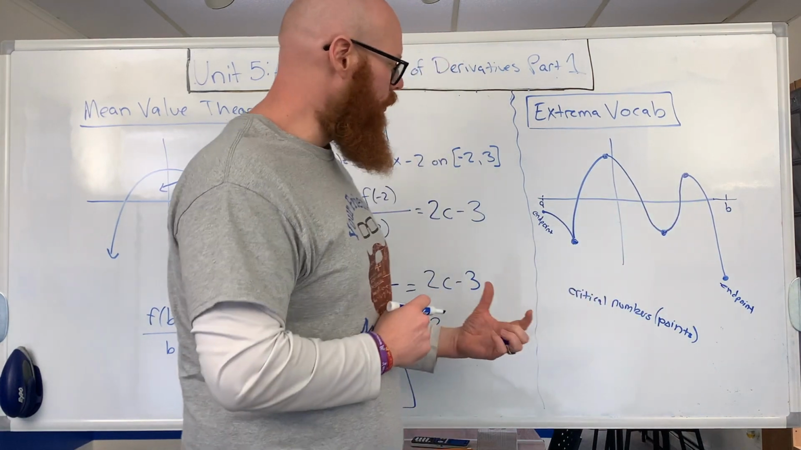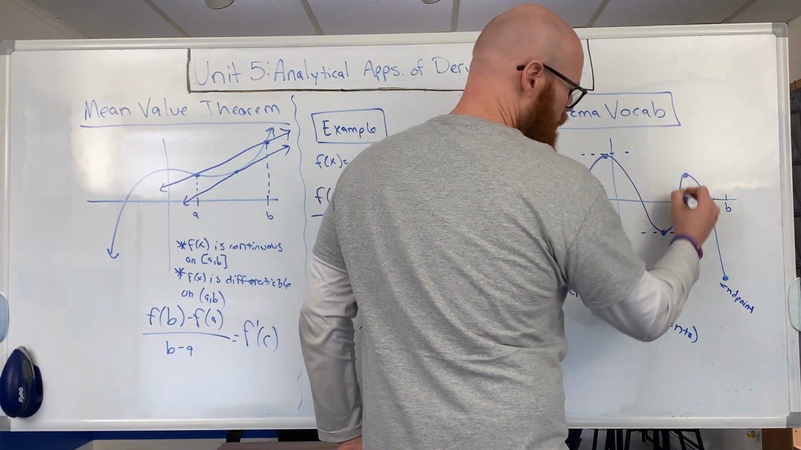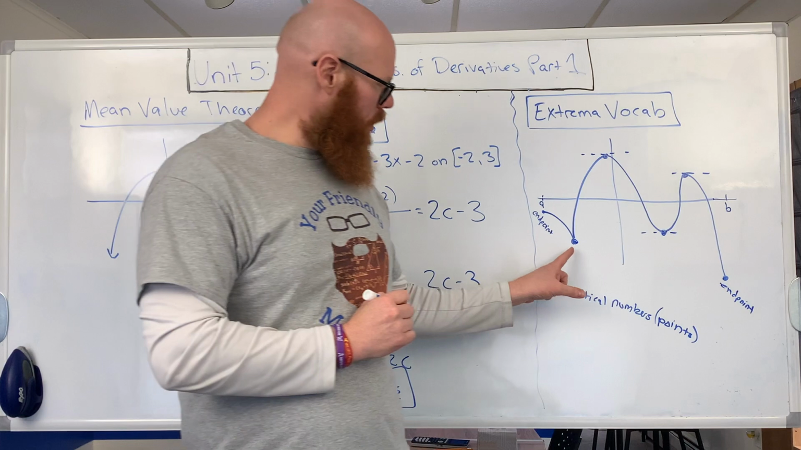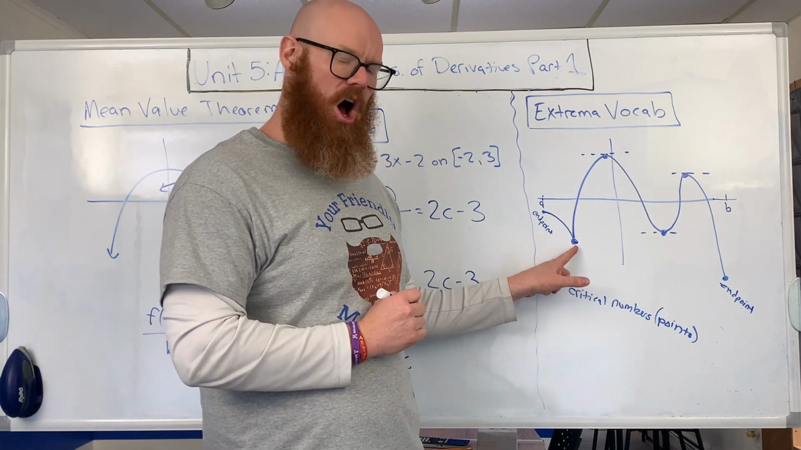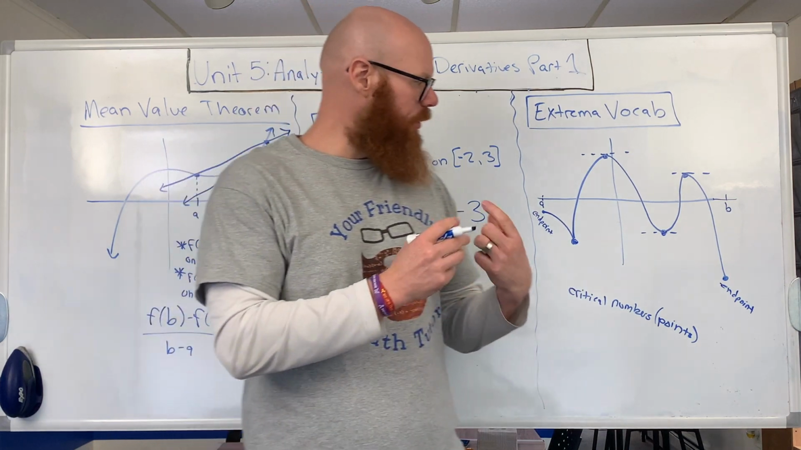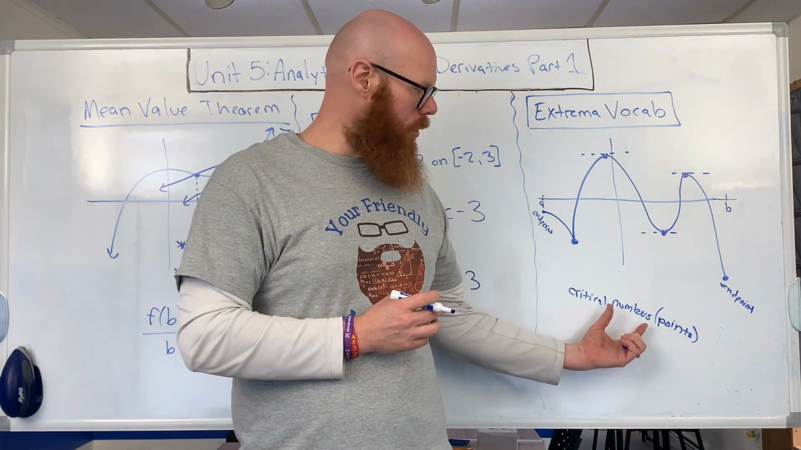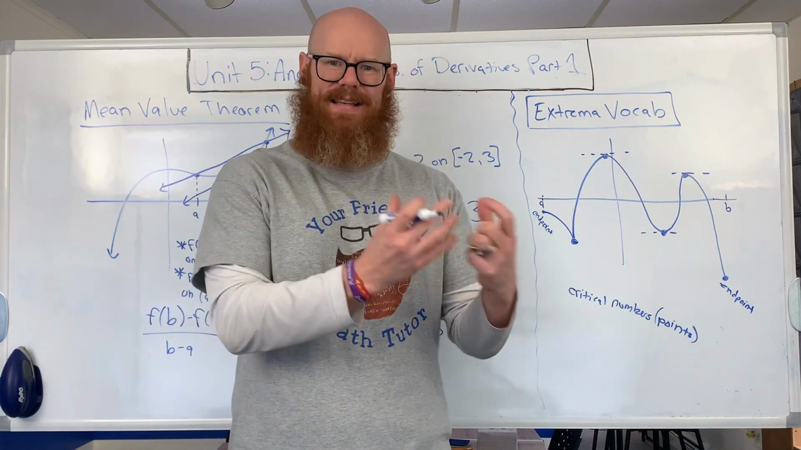They are wherever we have possible horizontal tangent lines, which means the derivative is equal to 0. Or something like this, we have a cusp. So the derivative is undefined. So anywhere the derivative is equal to 0 or undefined, we call a critical number, or if you plug that number in, you can create a critical point, an x and a y value.